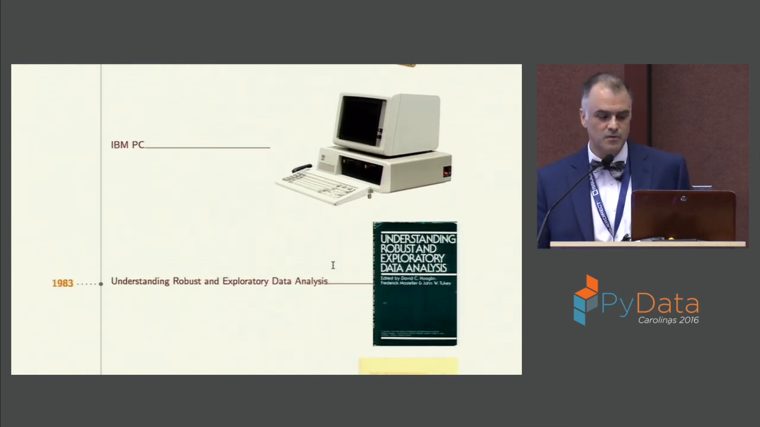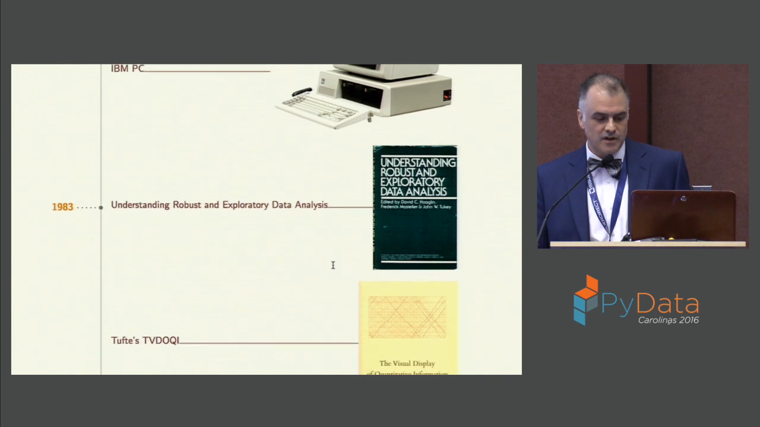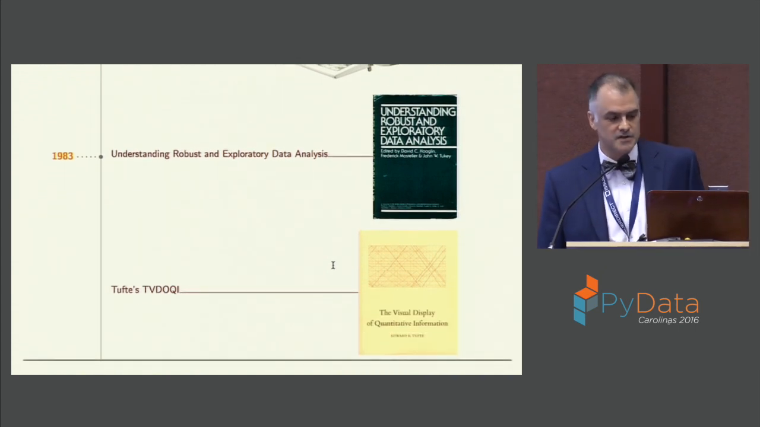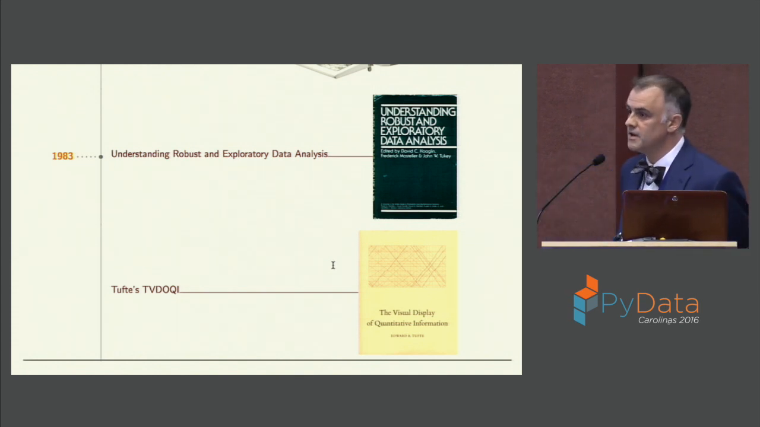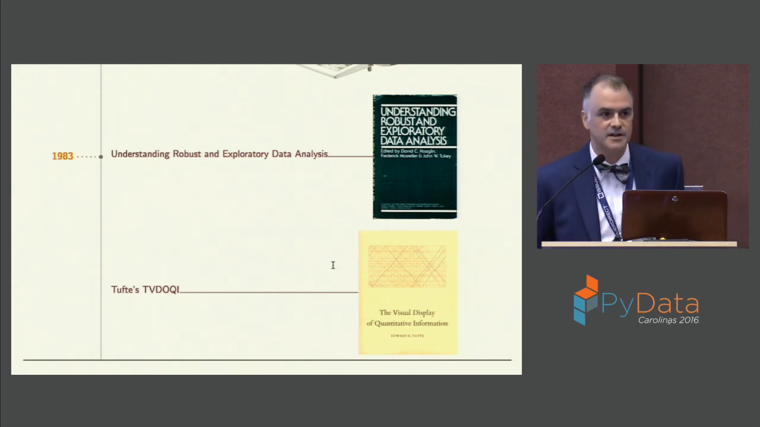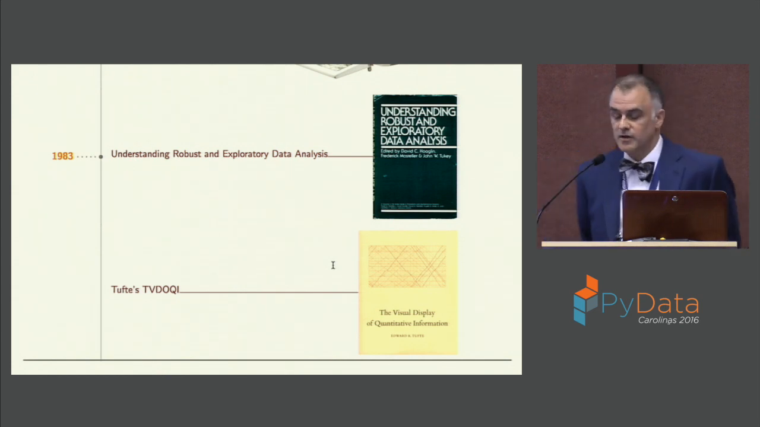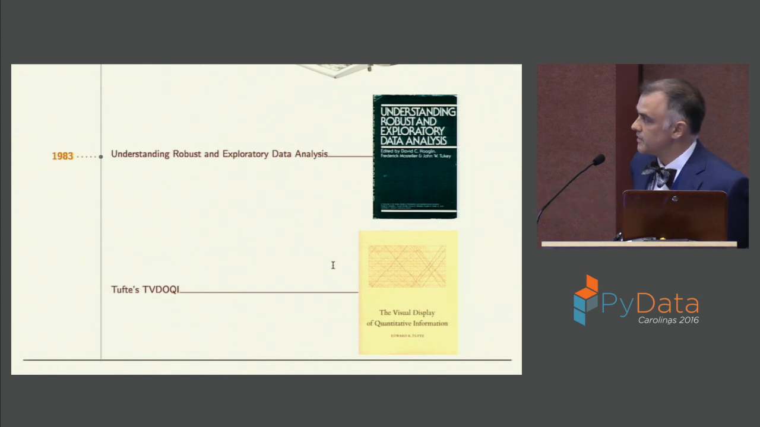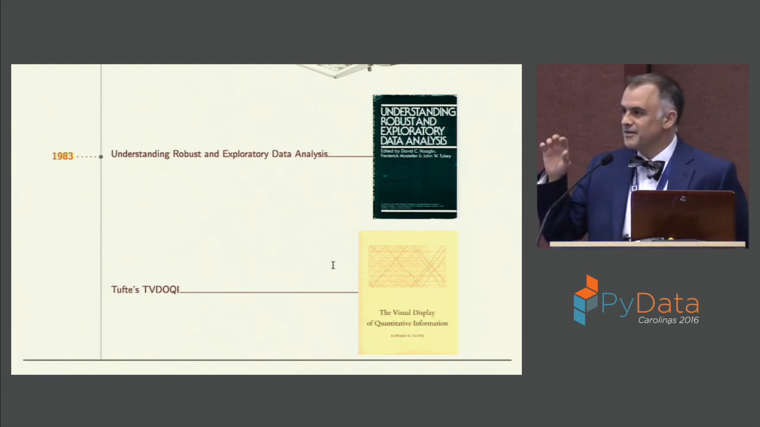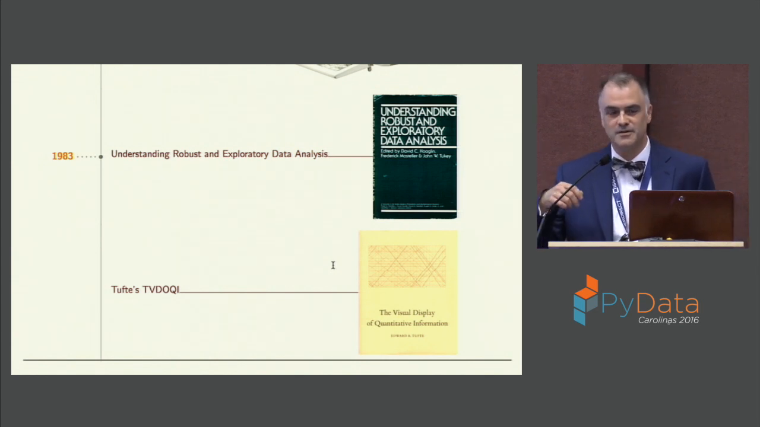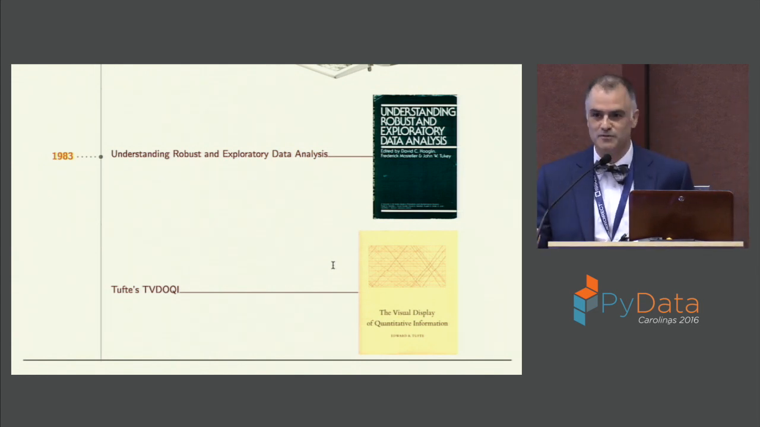But at the same time, there were some people holding on to the beauty of the design. Understanding Robust and Exploratory Data Analysis mentioned several points as to why it is so effective, and I won't go into all the details because we wouldn't have time. And Edward Tufte, in The Visual Display of Quantitative Information, mentions how the glyph of the digit is so effective. And of course, he's a big fan of data-ink ratio. So if you're putting ink on paper, it had better represent data.